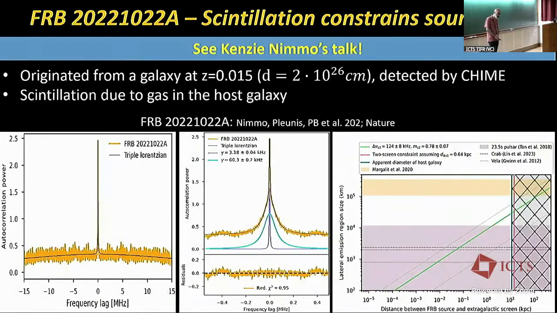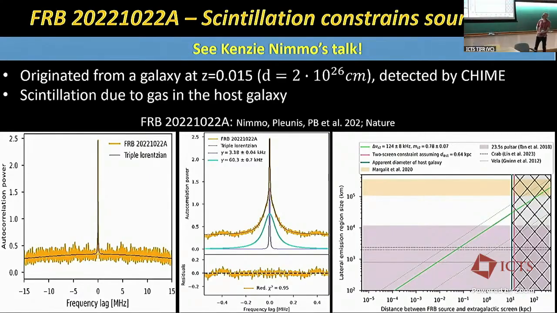And this idea was then taken by the CHIME team, and in this very nice work led by Kenzie Nimmo, it was shown that there were two different scintillation bandwidths in this particular FRB. One of them clearly can be identified to the host galaxy, and this puts a very nice upper limit on the lateral size of the source.